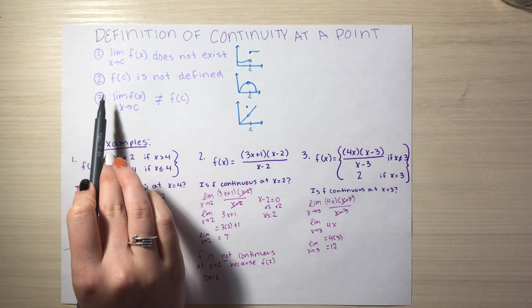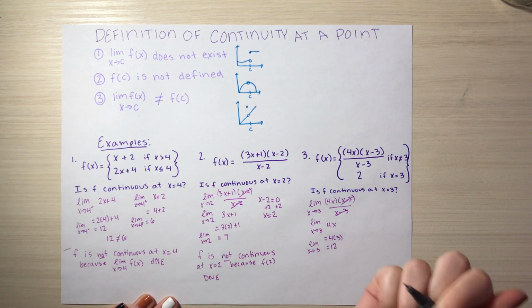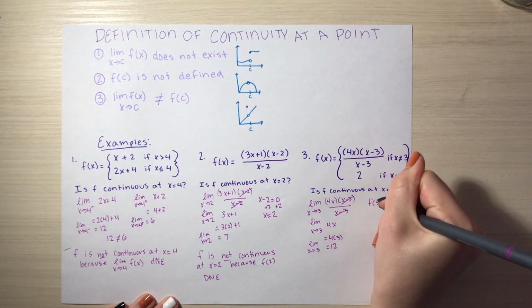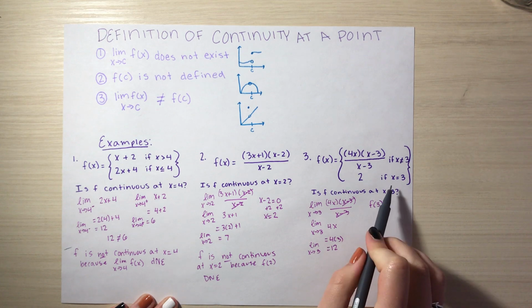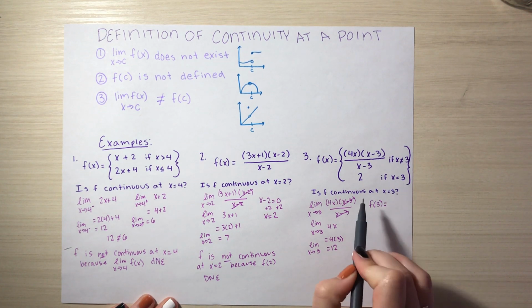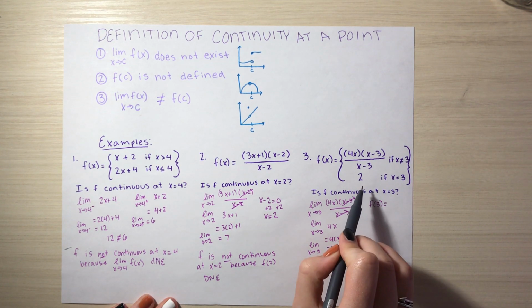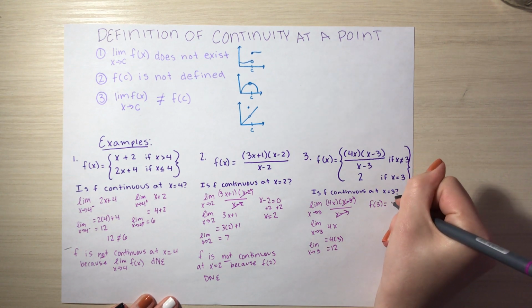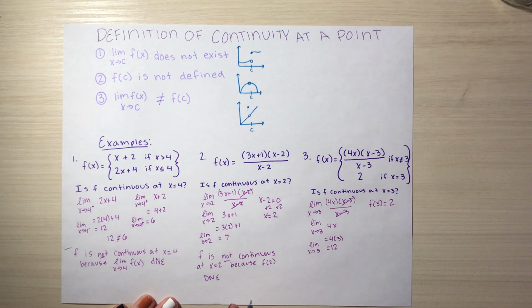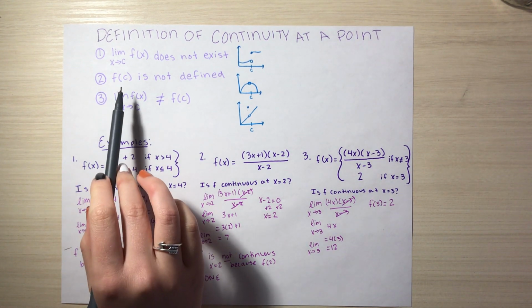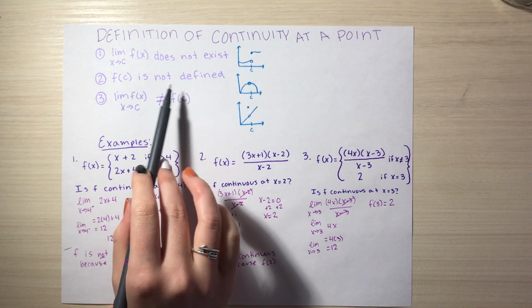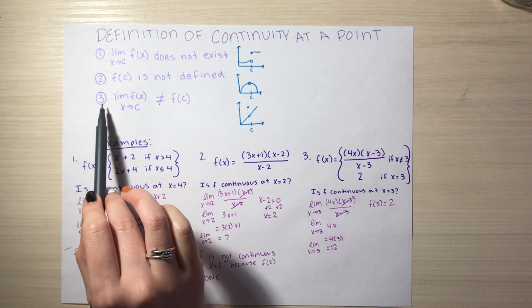We're going to move on to number 2. Is the point defined? What is f(3)? Well, we can see here that if x equals 3, then f(3) is 2. And so f(3) equals 2. Now, that means that the point is defined in the function. So we move on to number 3.